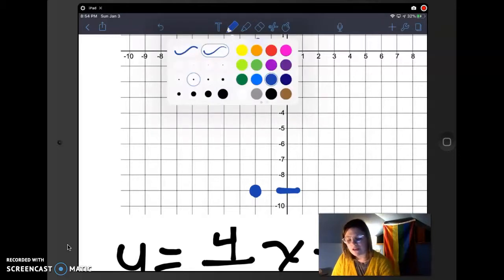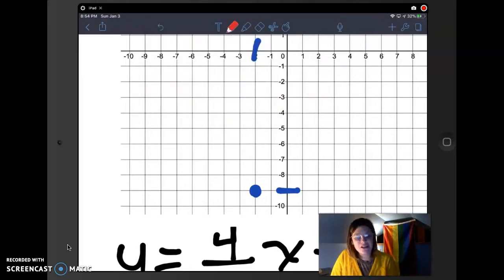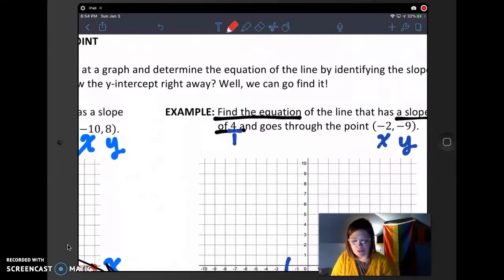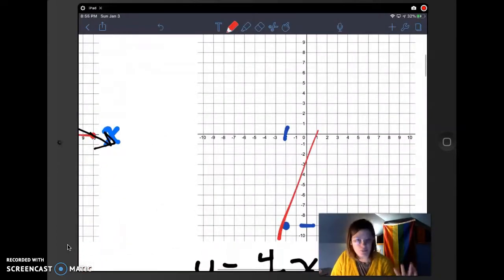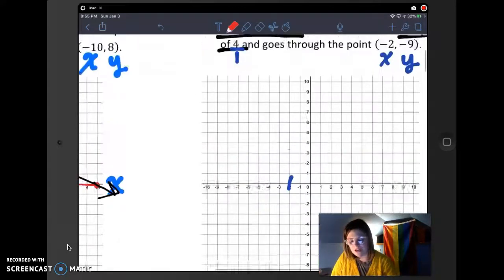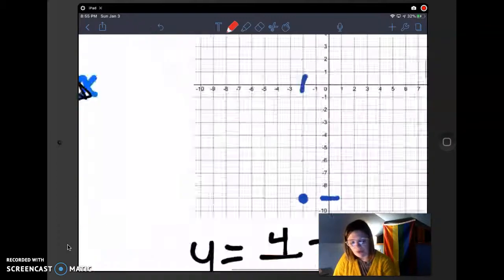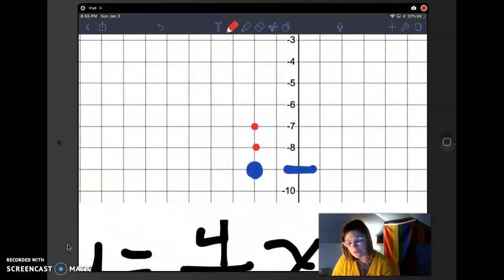Now, we need to make our slope triangle. To make our slope triangle, we are going to remember that this is a positive slope. So we know it needs to go upwards like that from left to right. Also, remember 4 is the rise, 1 is the run. So we're going to go up 4 from that point. 1, 2, 3, 4. And 1 to the right here.